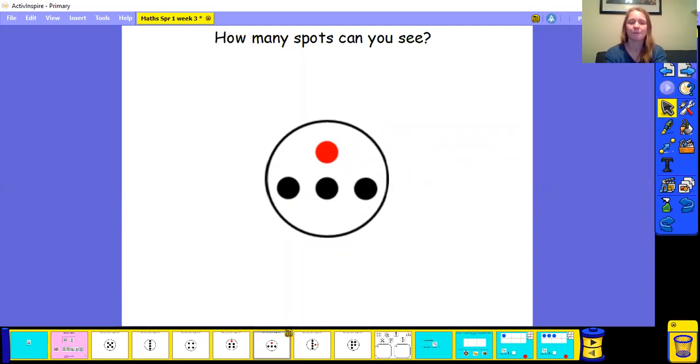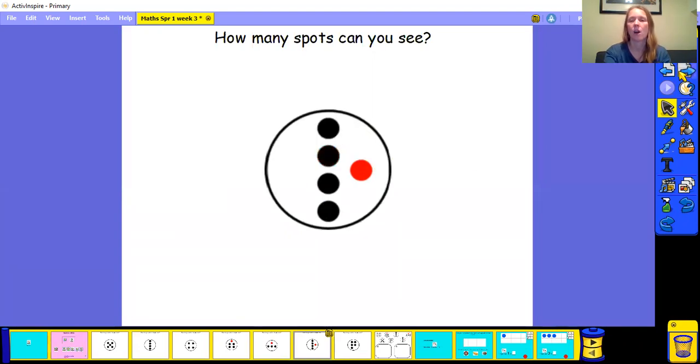What about now? This time there are 4 dots, 3 dots in a line and 1 red dot at the top. Altogether, that makes 4. What about here? That's right, there are 5 dots, 4 dots in a line and 1 dot at the side. 1 more than 4 makes 5. Well done if you got it right.